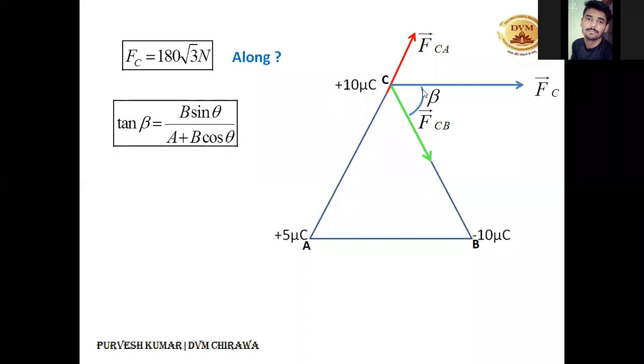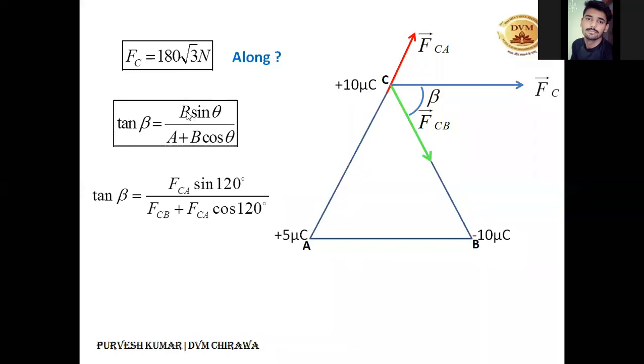Here my b is the vector from which I have not taken the angle. So this beta I have taken from FCB, so b is FCA, and a is FCB. And theta is the angle between FCA and FCB, that was 120 degree.